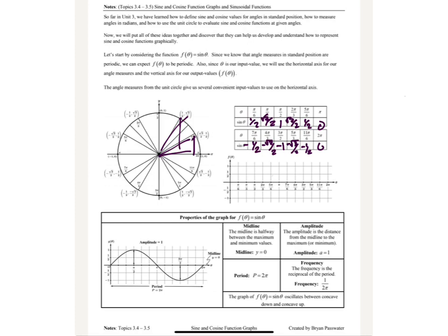Okay, after you get them plotted in your table, plot them on the graph. And I believe that we can estimate square root 3 over 2 somewhere between 1/2 and 1.